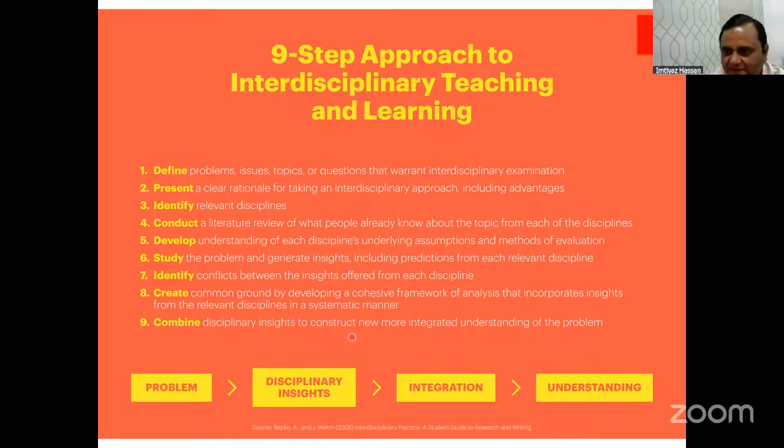So this is the way for those students who are doing a PhD; that's a very good way to become interdisciplinary. You have to take the problem, provide the interdisciplinary insights, integrate the ideas, and then develop a real world understanding to your problems.